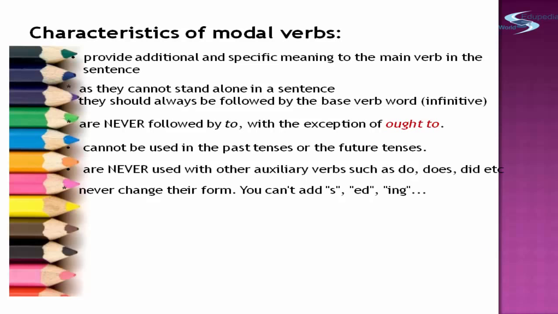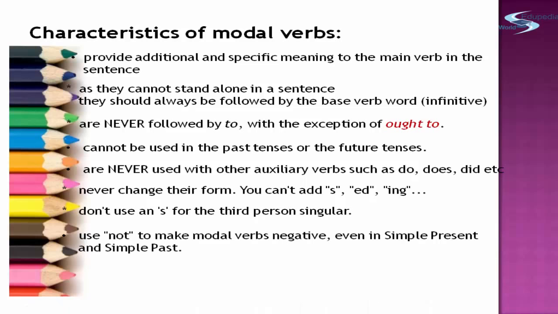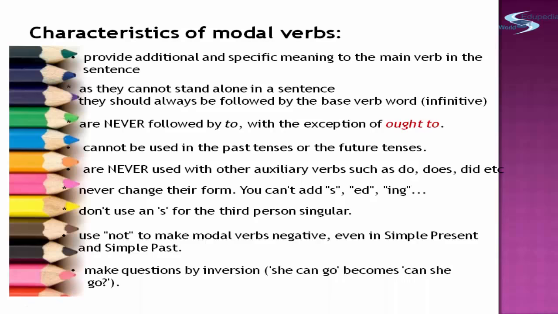They never change their form. You can't add s, ed, or ing. They don't use an s for the third person singular. You can only use not to make modal verbs negative, even in simple present and simple past. In making questions, we invert the subject and the verb. So, for example, she can go becomes can she go?